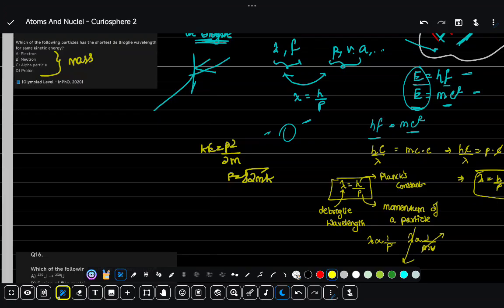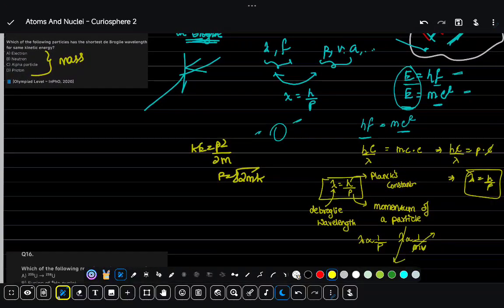Yeah, now moving on. It is lambda is equal to h by, instead of p I'm writing root over 2mK, K being kinetic energy. Now you have to notice here, this is the given. This is why you have to read the question very carefully. It has the same kinetic energy.